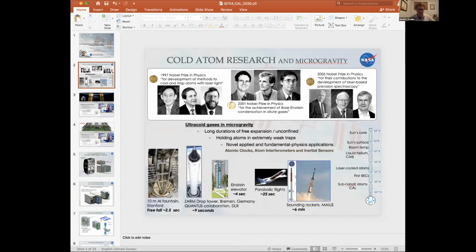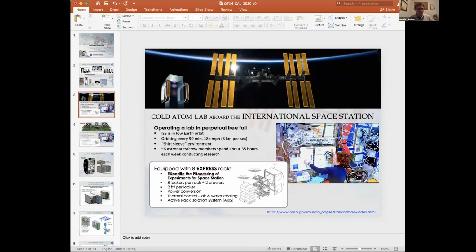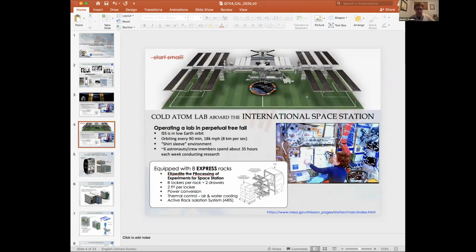And so all of that said, one of the things that Cal managed to take advantage of is the fact that in the 90s and into the 2000s, they're working on the ISS. Actually, this was the original slide, but then I did a little internet search and decided to put this as the top part here. So we're able to leverage the fact that they've built a laboratory basically in orbit. So we're in perpetual free fall.